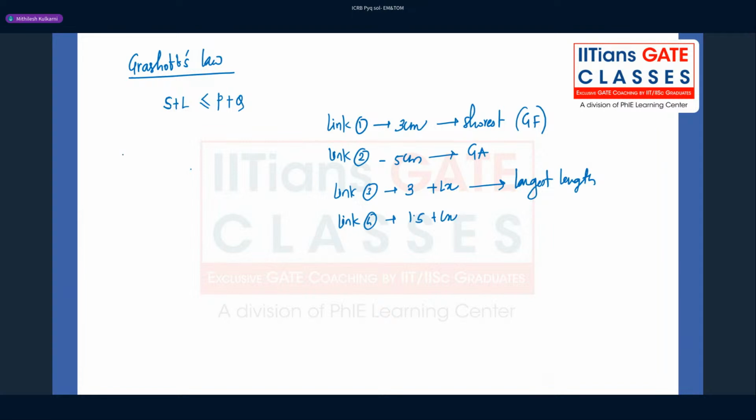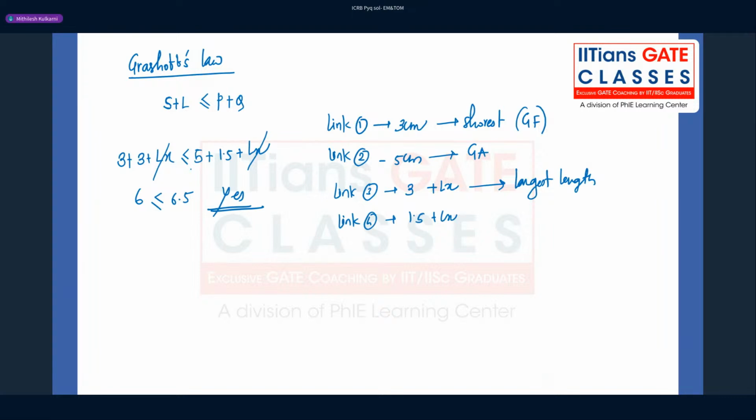What is the shortest link? 3 centimeter. What is the largest link? 3 plus Lx. Whether it's less than or equal to the sum of the other two, 5 plus 1.5 plus Lx. So Lx gets cancelled. 6 is less than or equal to 6.5. Yes, it satisfies the condition. Hence, we can say that the current mechanism satisfies Grashof's law, and it is a class 1 mechanism. So it will have at least one revolving pair.